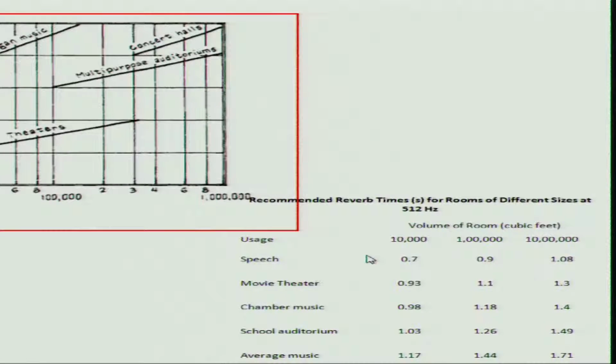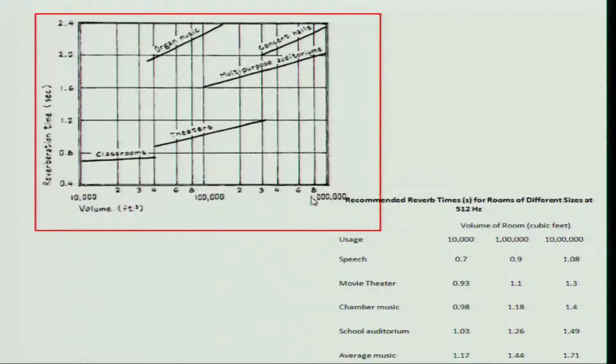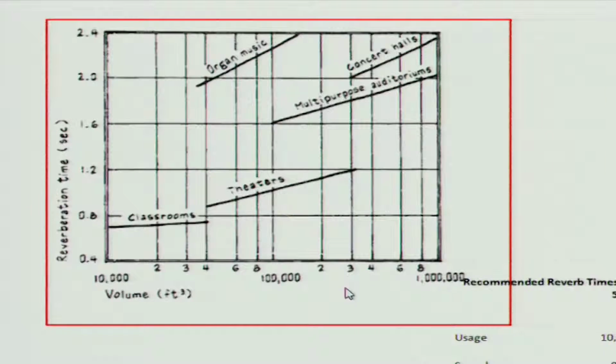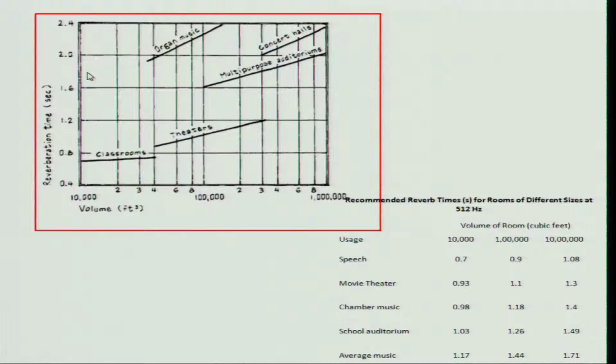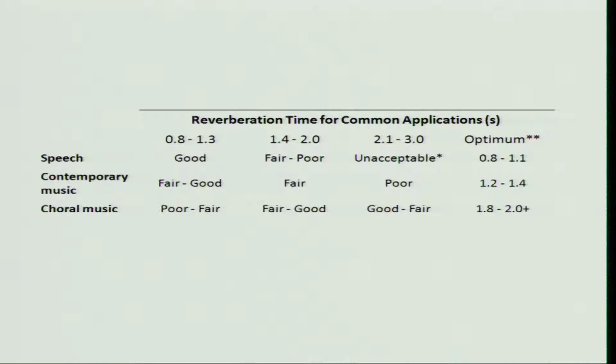So you have a table like this, or you can have charts like these also. On the x-axis you have the volume of the room, and on the y-axis you have the reverberation time. You have one curve for classrooms, another for theaters, another for multipurpose, and so on. This is not necessarily the final word. There are more guidelines and more recommendations, but the point is that once you have this reverberation time, you can verify whether it meets your needs or not.